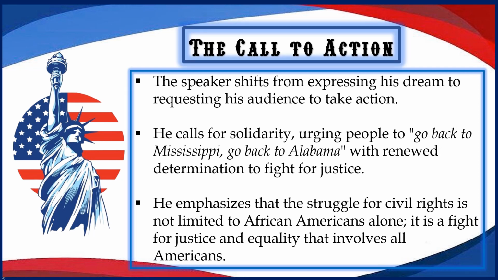Now, after showing what the vision of the speaker is, he is calling the people to action. Here he is shifting from expressing his dream to making a request to the audience to take action. He is calling for solidarity and togetherness, so that when people go back to their respective places after hearing the speech, there is a sense of oneness, a sense of togetherness. And he emphasizes that the struggle for civil rights is not just limited to the African Americans, but it is a fight for justice and equality of all the Americans, whether black or white.